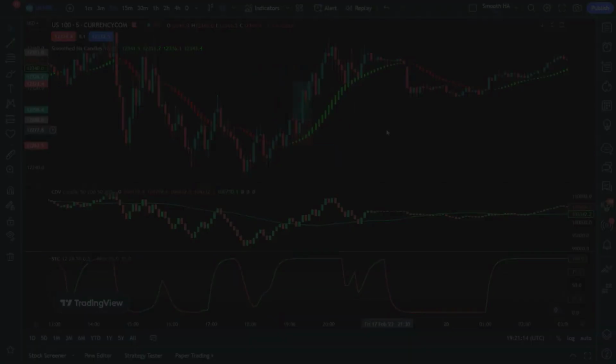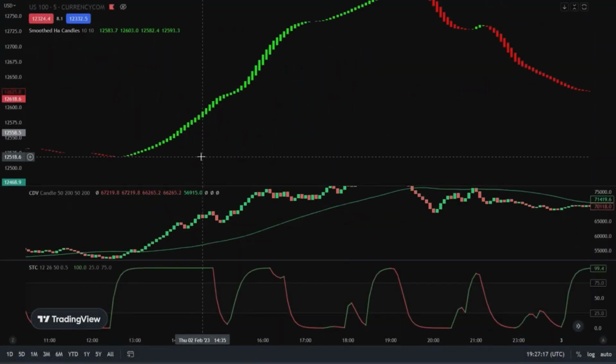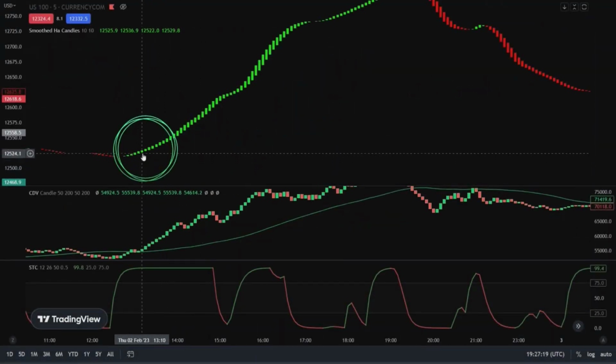Let's give one more long example. Here we can see that our smooth Heiken Ashy candles are colored in green. This is the beginning of our validation checks for long positions. Also, we can see that the cumulative delta candles are above the 50 SMA. And finally, our STC indicator is colored in green and above the 75 range here.